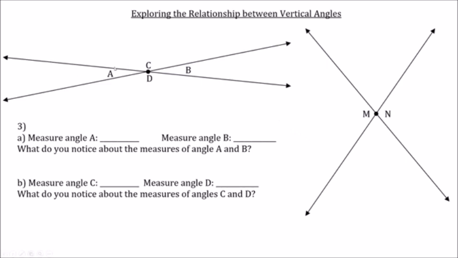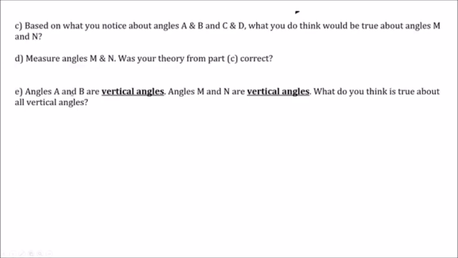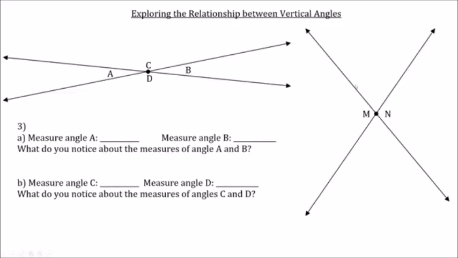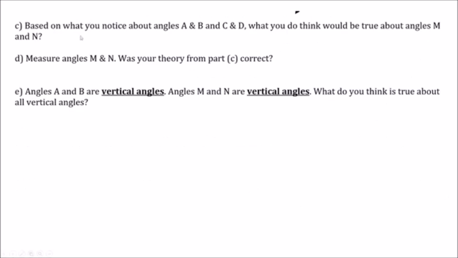After you do that, please measure angle C and then measure angle D and put those measurements on the lines for part B, and see what you notice about the measures of angle C and angle D. Then please continue the worksheet. It'll say, what do you think will be true about angles M and N? Over here, you have angle M and you have angle N, and I want you to make a theory. Take a mathematical guess as to what you think will be true about angles M and N. Then I would like you to measure them and see if your theory was correct.